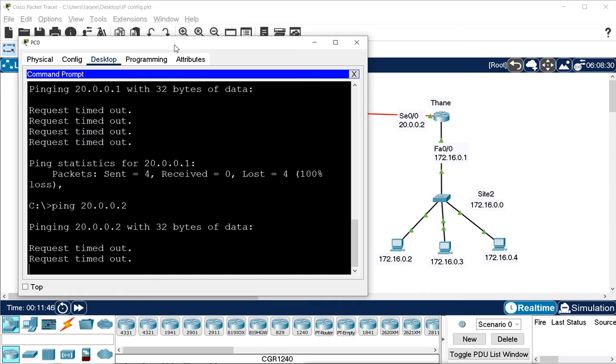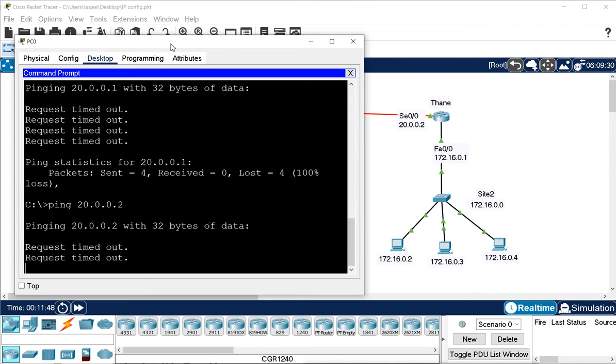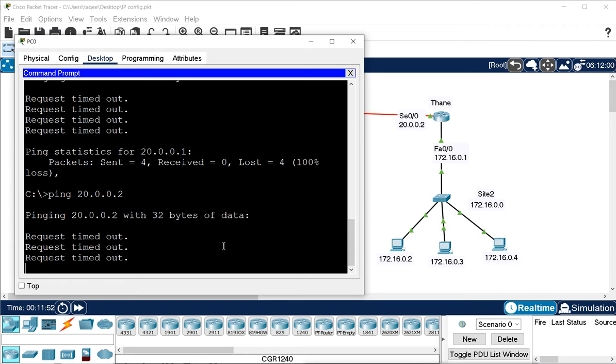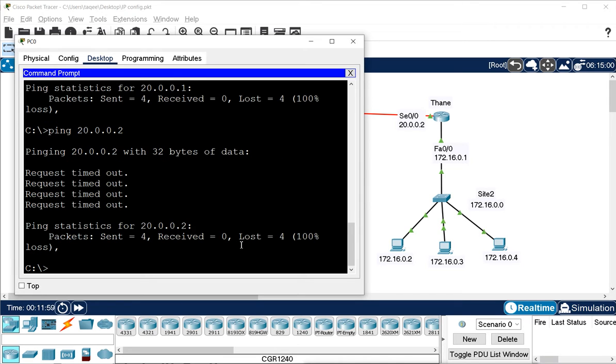Now why we are not getting the reply? Because there is no routing. We have not configured the IP routing. So configuring the IP routing is what connects the two different networks, and simply it is actually defining the path for the different network to the router.